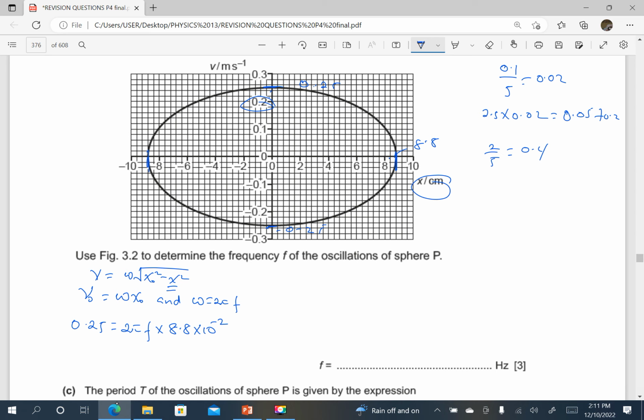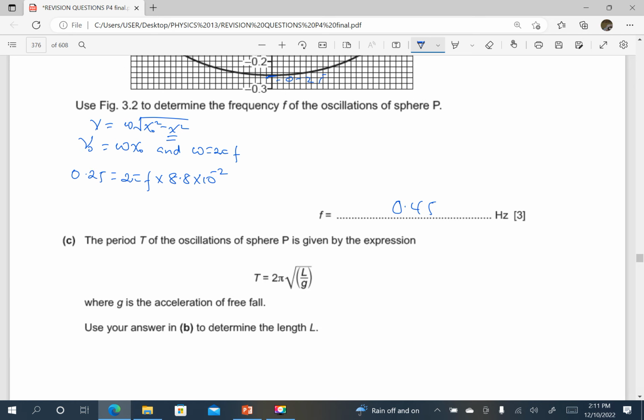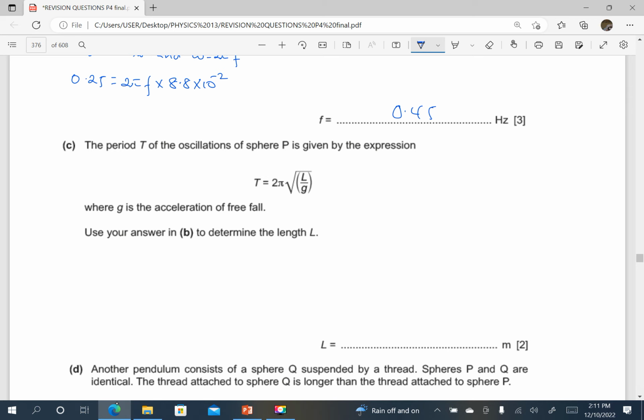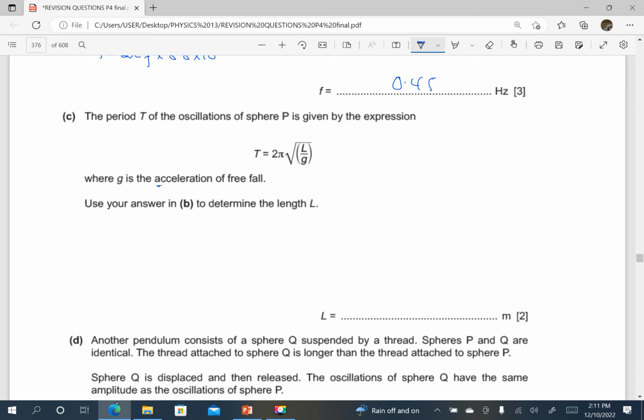And I'm getting f as 0.45. So f is 0.45. The period T of the oscillations of sphere P is given by this expression here. So that is the period, where g is the acceleration due to gravity or acceleration of free fall. Use your answer in B, which is the frequency, to determine the length L.